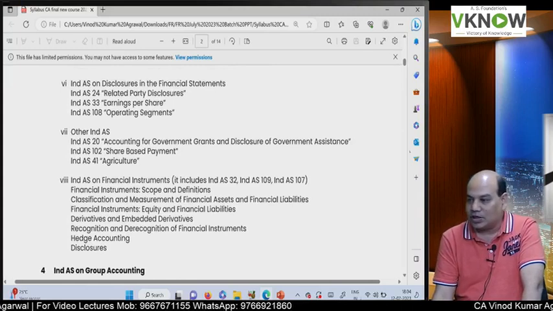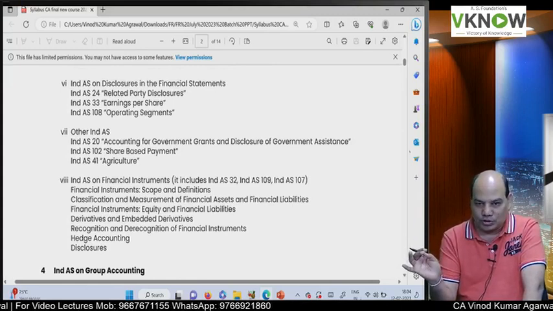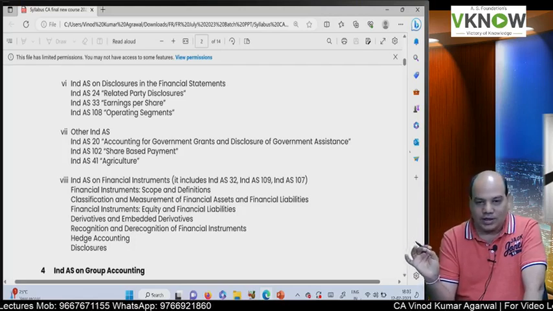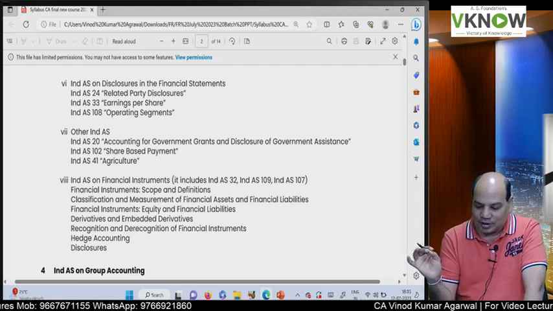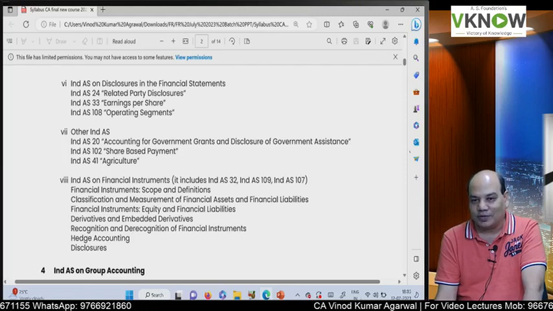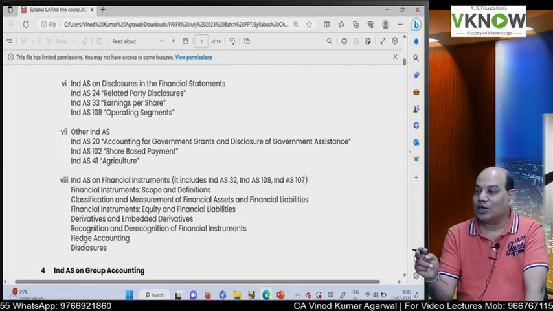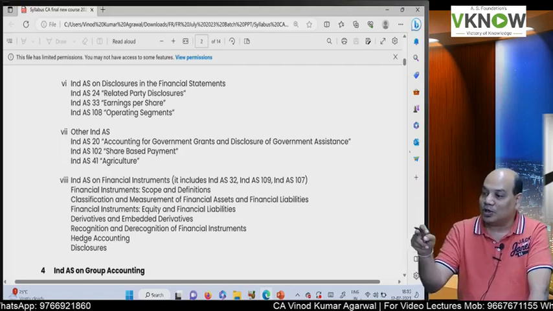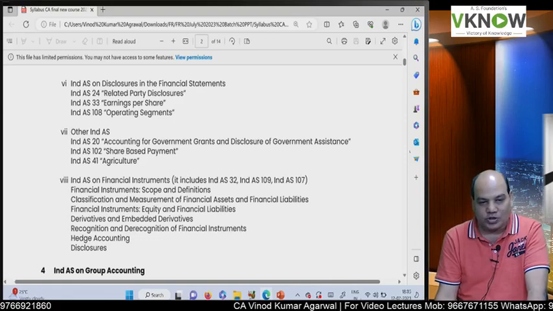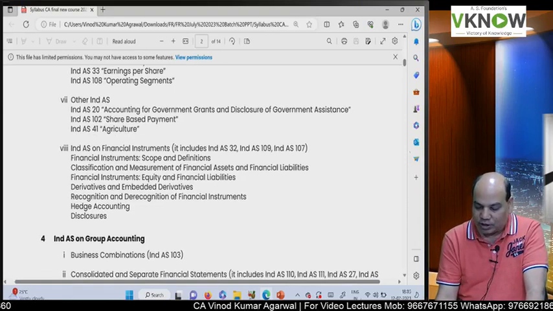Then there are some standards which only deal with disclosures. Good news, they are very easy. Ind AS 24, related party disclosures. Ind AS 33, earnings per share. But this time earnings per share will be a little difficult because you have to also calculate EPS of a consolidated financial statement. And Ind AS 108, which deals with operating segments. Very easy, like a segment report.